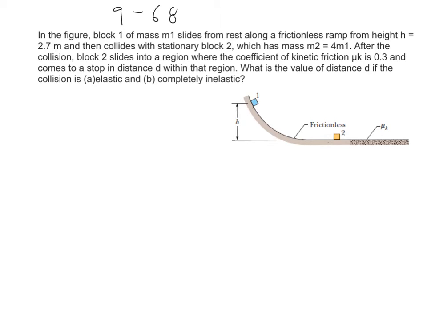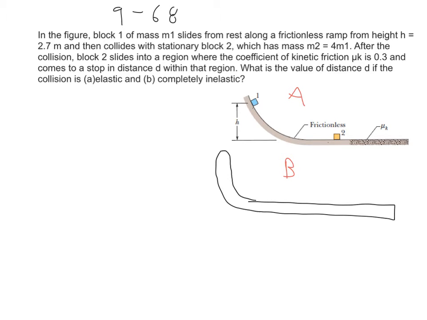Alright, so if we call this setup that we see here setup A, then at some time later on we have a situation which we'll call situation B. We now have block 1 that's moving here, and it's just about to collide with block number 2, which is right here. So that's situation B.